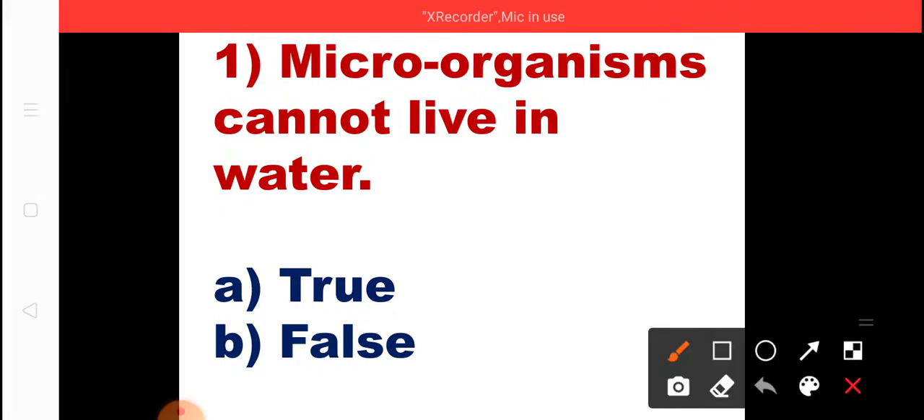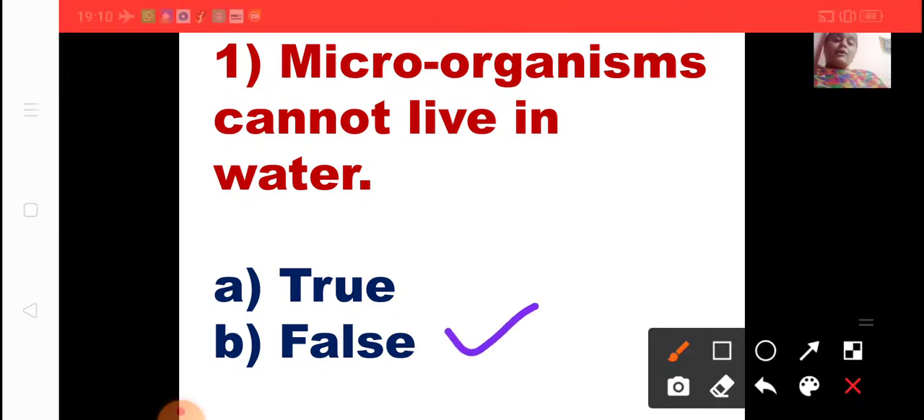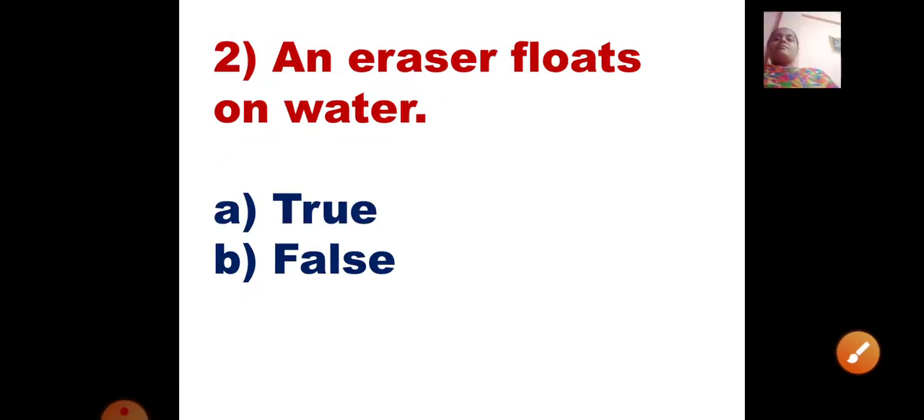It is definitely false, because microorganisms can live anywhere. They are present in the air, they are present in the water, they are present on the land, everywhere. So microorganisms can live in water. Okay, so here it is cannot, so it is false. Okay, look at the second one. An eraser floats on water. Eraser is what you use for rubbing your wrong things in the book when you write with a pencil. Okay, so an eraser floats on water.